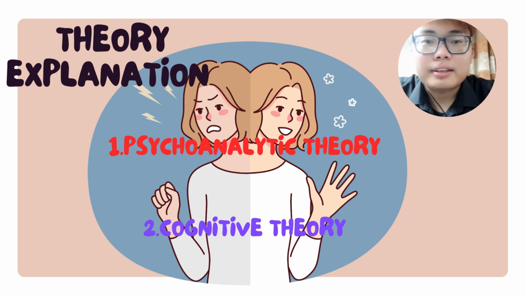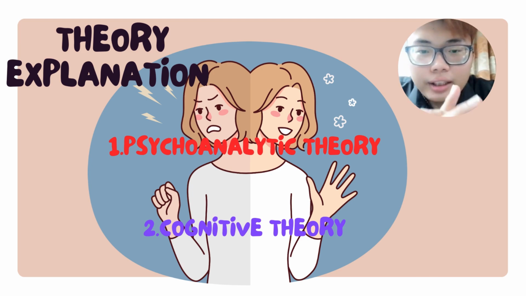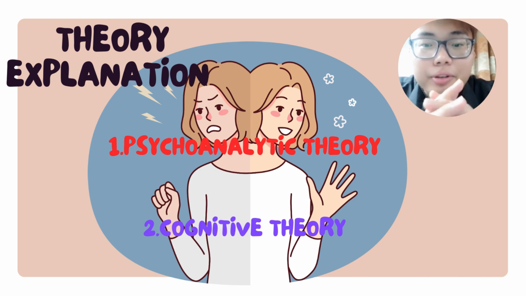Second is about the cognitive theory. Cognitive theory explains DID as an interrupted memory process caused by trauma. Each personality has distinct memories and behavior, reflecting the fragmented self-representation. Therapy focuses on reprocessing trauma and bridging the dissociative gaps to unify identity.